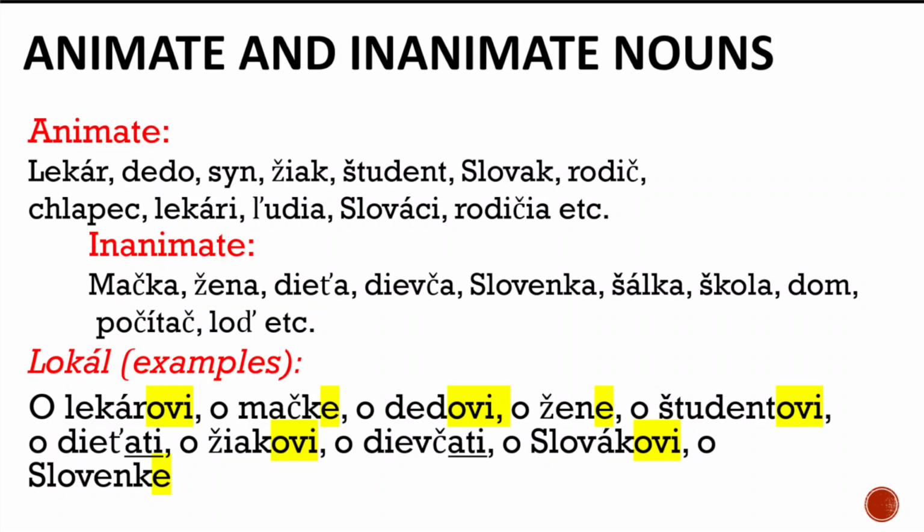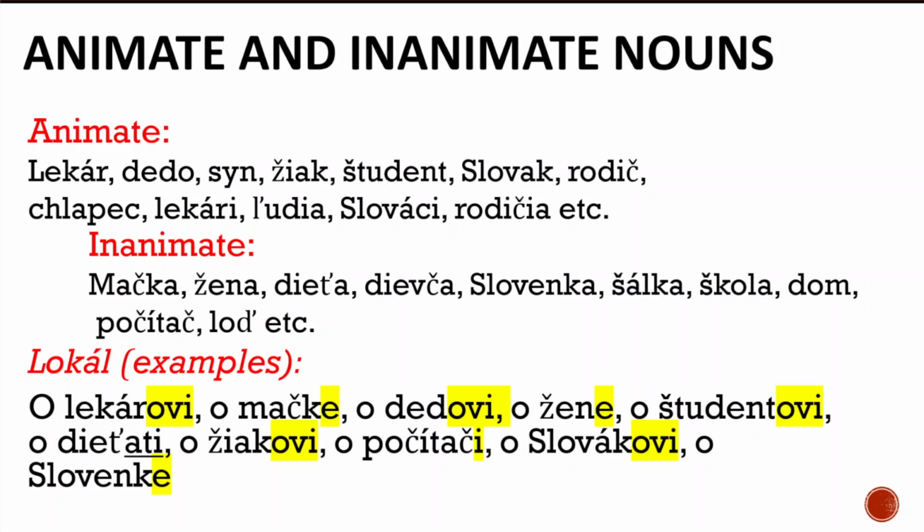Slovenka, inanimate. Šálka, škola, dom. Dom is masculine, but it is inanimate. It's logical, so it is inanimate. Počítač, loď, etc. Most of the other words are inanimate. Animate and inanimate nouns are declined differently. Animate nouns, for example in the local case, get the ending ovi at the end of the word. Inanimate nouns get the ending e after a hard consonant or i after a soft consonant, as we said before.